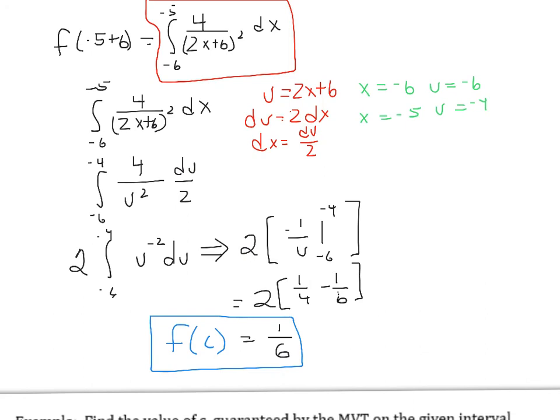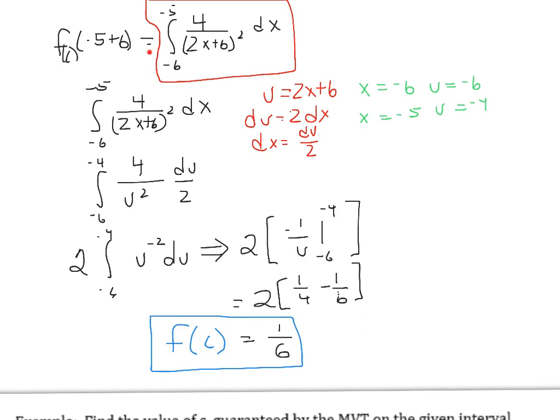All right, so here are your steps. You're looking for f of c times b minus a, and I realize right here that I left out the f of c piece on this. F of c times b minus a is equal to the integral. So the first thing we really want to do is find the value of the integral, and then we'll go ahead and go back and solve for c.